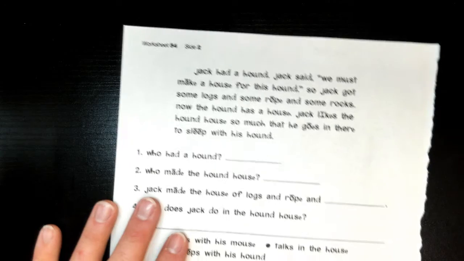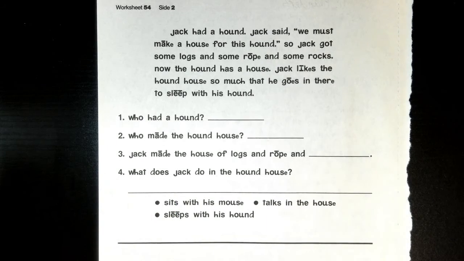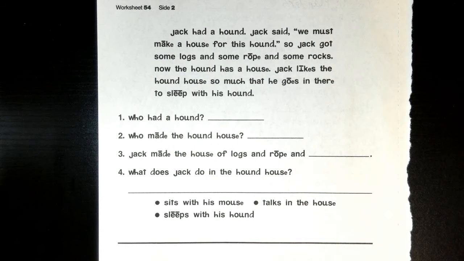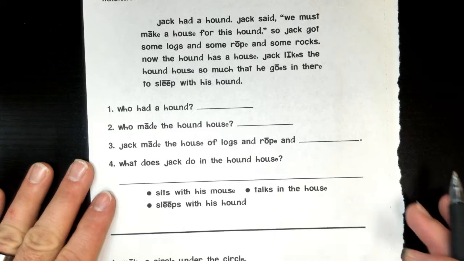While you are finishing that up, I'm going to flip the paper over. We are still working on worksheet 54, but we are on side 2. Okay, my friends. What we have here is a short story that we're going to read. We have 4 questions, and only one of them has a choice that we can circle. The rest of them are answers you will need to write in on your own. Okay?